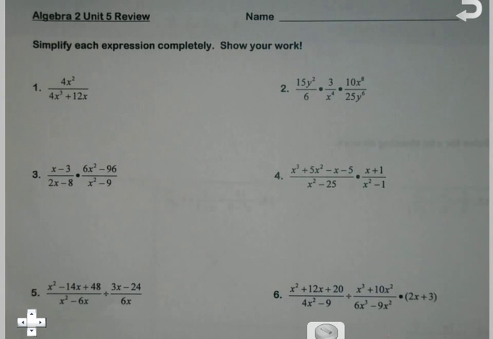All right, ladies and gentlemen, we are all the way to our Unit 5 review. I know you're just about ready to get done with this, so let's get to it here. All right, first part, simplify each expression completely, show your work.